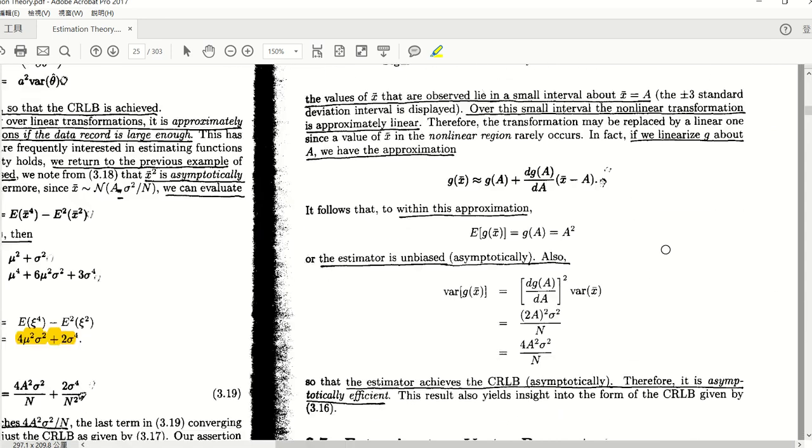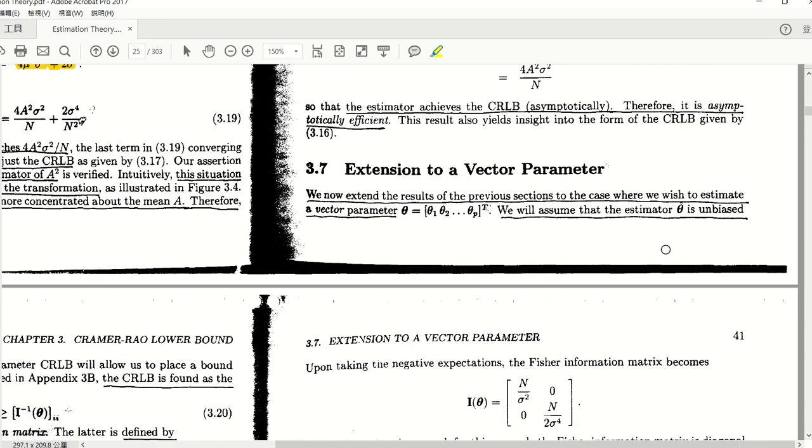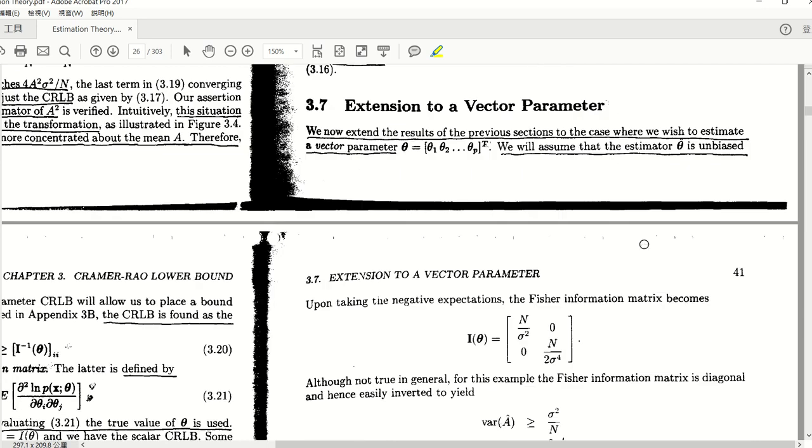Okay, then the next thing is extension to a vector parameter. So we now extend the results of the previous section to a case where we wish to estimate a vector parameter theta. We'll assume that the estimator is unbiased.